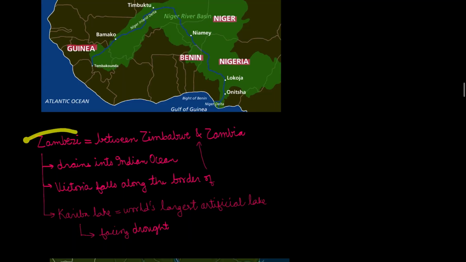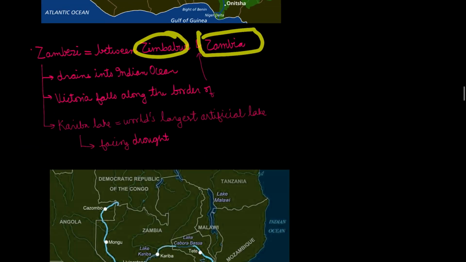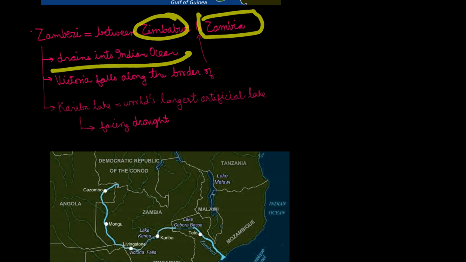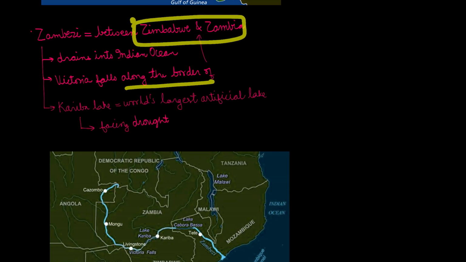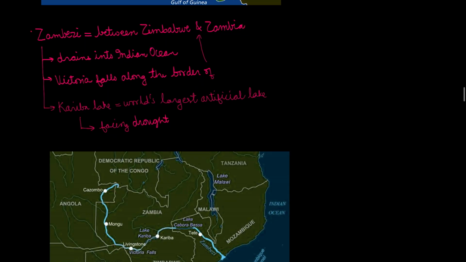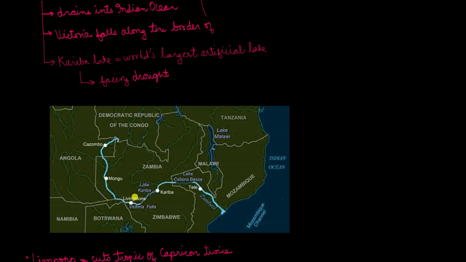Moving on to the Zambezi River, which is located between Zimbabwe and Zambia. It drains into the Indian Ocean. So here it follows this trajectory and drains like this into the Indian Ocean. Victoria Falls are formed along the border of Zimbabwe and Zambia. So here are Victoria Falls along the border of Zambia and Zimbabwe.